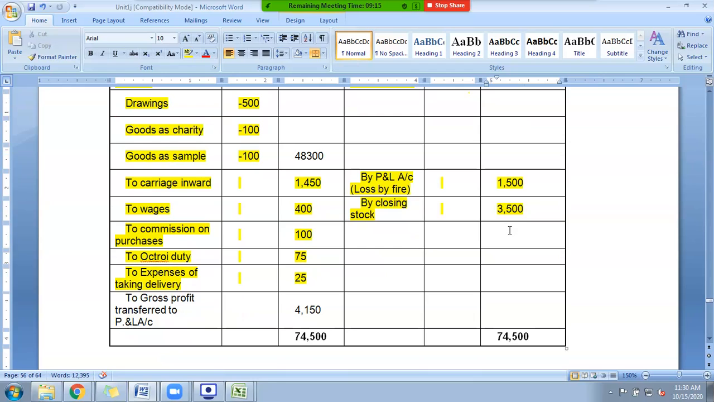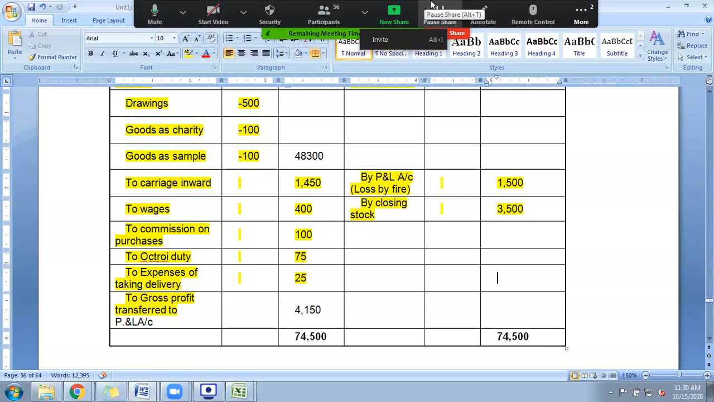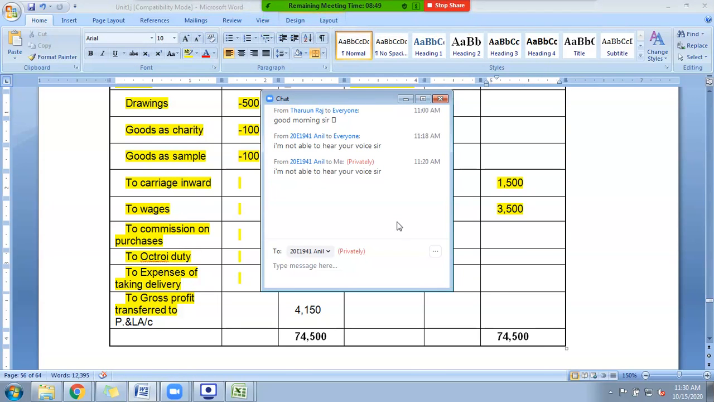Then finally the closing stock is 3,500. If you tally both sides, this side will lag 4,150 rupees. Okay, this side will lag 4,150 rupees. So this side, if there is a balancing figure, that is called gross profit, which is taken to P&L account. And now the session is open for discussion.